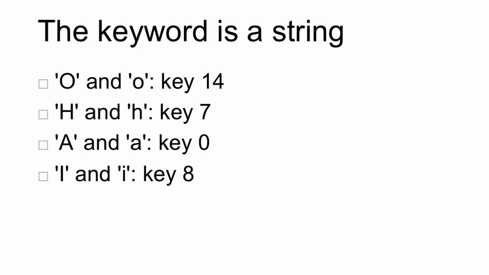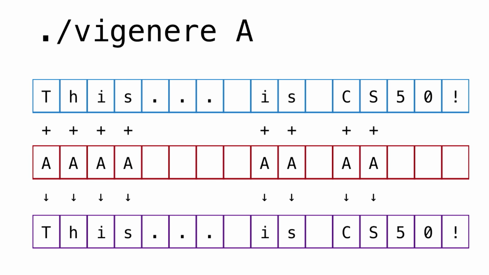What does it mean to shift by the keyword? Well, the keyword is a string where every letter corresponds to some integer shift. So the O corresponds to a key of 14, H to a key of 7, A has a key of 0, so that wouldn't change anything, and then I has a key of 8. Say I ran Vigenère A with the plaintext, this is CS50, well, that would simply give me an unchanged string. Notice that this is equivalent to running Caesar with a key of 0. In fact, running Vigenère with any single character would be equivalent to running Caesar with that same integer.